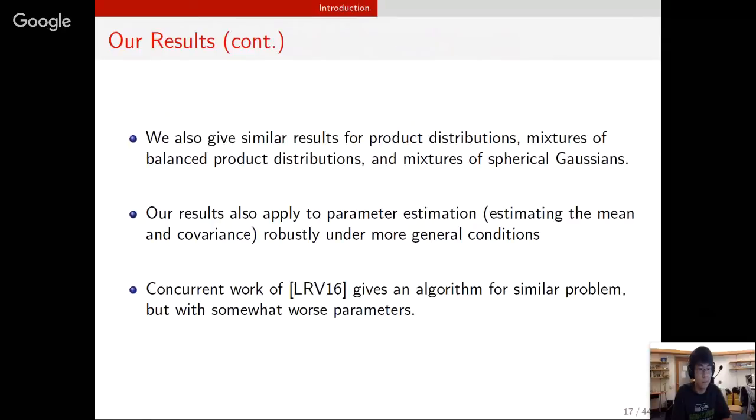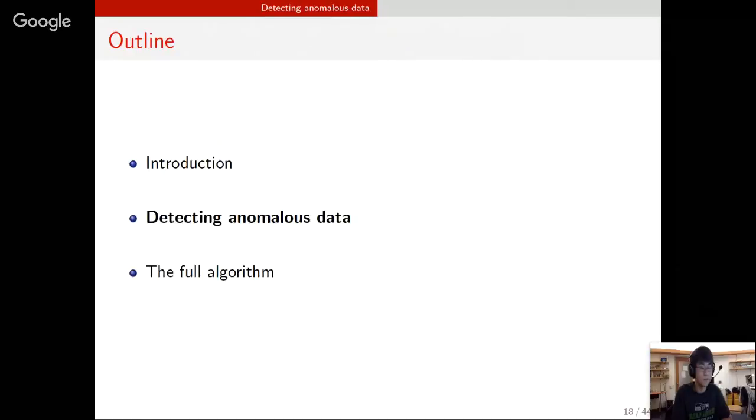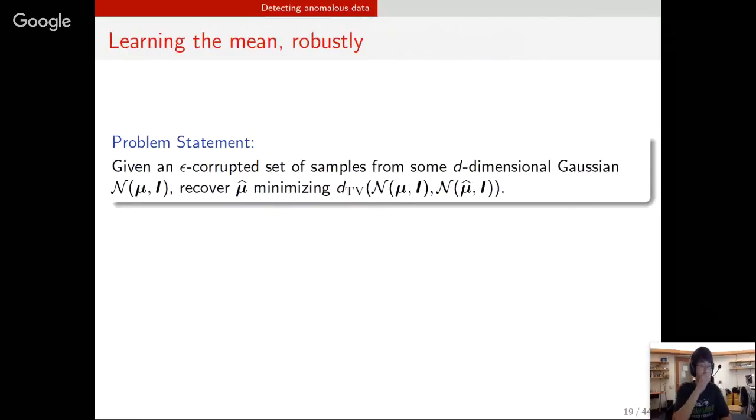Okay, seems good. All right, so for the rest of the talk, I'm going to try to understand how to learn the mean robustly. So I'm not going to focus on learning the covariance just because that's a bit trickier. So for the rest of the talk, let me focus on the following problem, which I gave you before. Given an epsilon corrupted set of samples from some d-dimensional Gaussian with mean mu and covariance identity, return mu hat minimizing the TV distance between mu and mu hat.